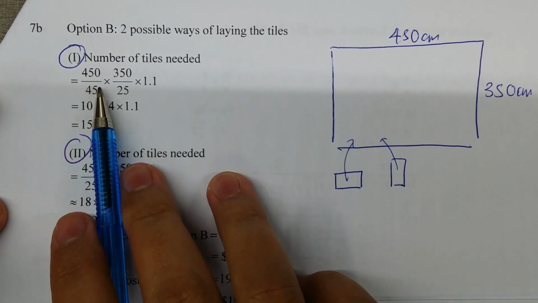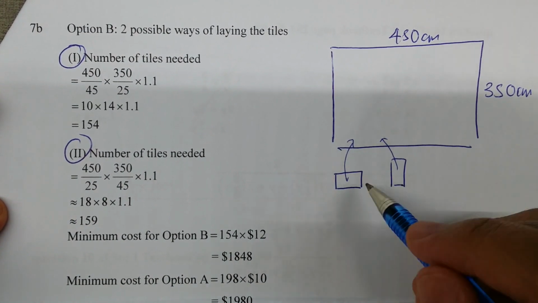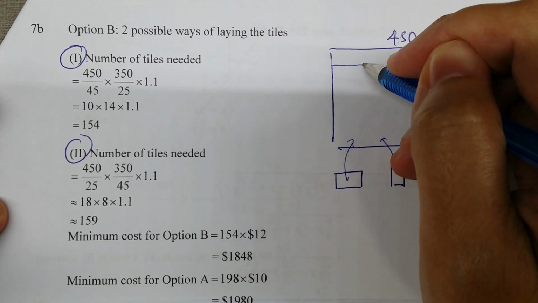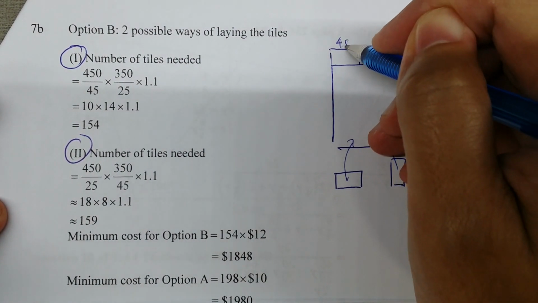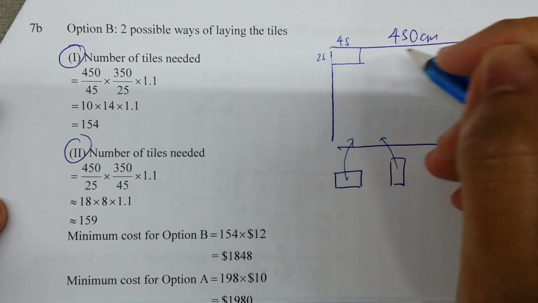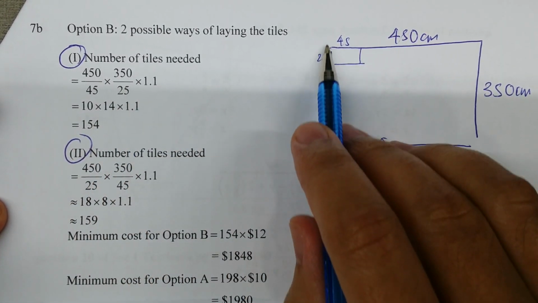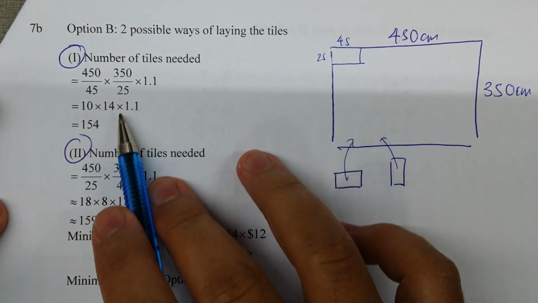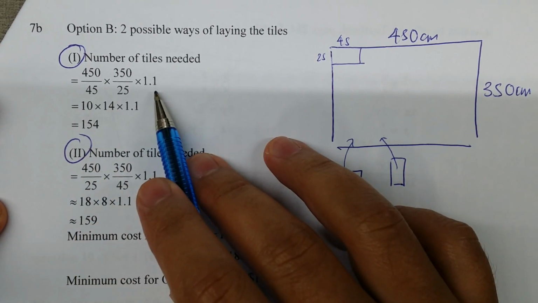Method 1, 450 divided by 45. It will be this method over here. So let's say I lay my tiles this way, 45 cm by 25. So how many are there? 450 divided by 45, 350 divided by 25. Altogether I multiply by 1.1. Exactly, a nice number, 154.